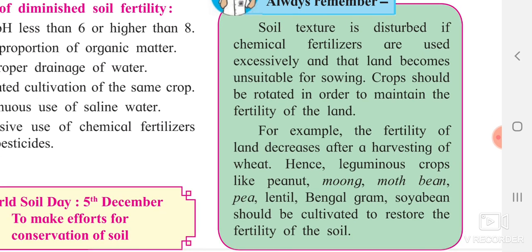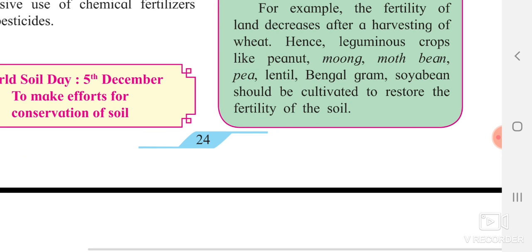For example, the fertility of land decreases after the harvesting of wheat. Hence leguminous crops like peanut, moong, moth beans, pea, lentils, Bengal gram, soya beans should be cultivated to restore the fertility of the soil. So after growing wheat, gahu, you are supposed to grow peanuts. Peanuts means shengdane. You are supposed to grow moong. Moth beans means matki. Pea, lentils, Bengal gram, soya beans, etc. should be grown in that particular field so that the fertility will be maintained.